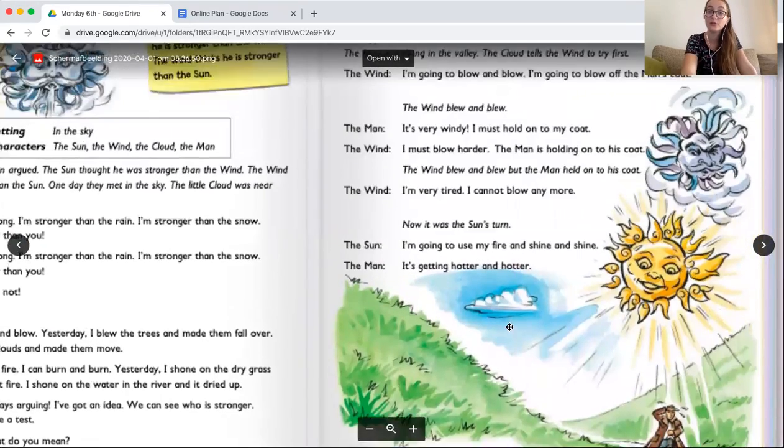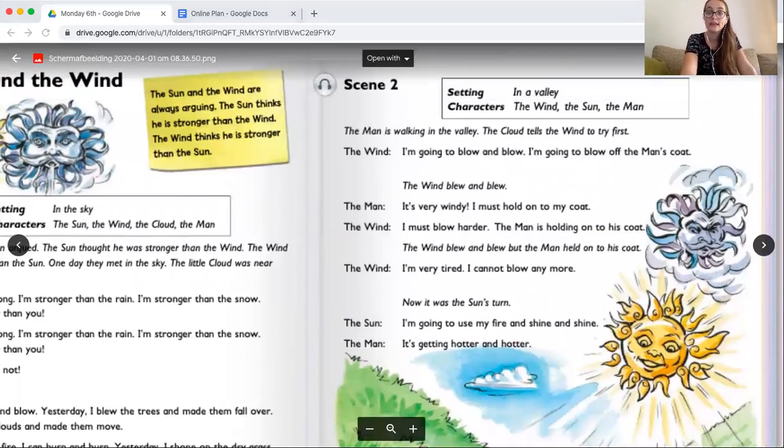Okay, now we go to scene number 2. They are in a valley and the characters are the wind, the sun, and the man. The man is walking in the valley. The cloud tells the wind to try first.